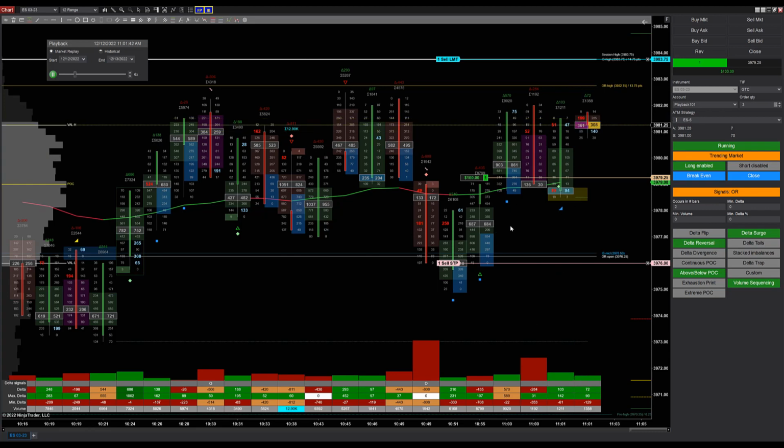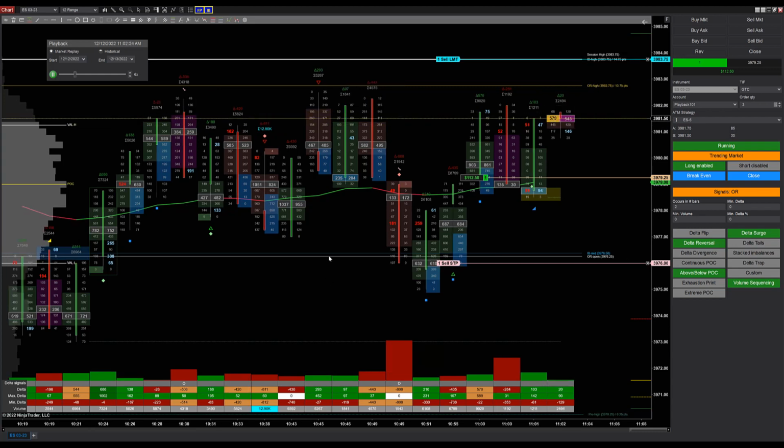We've got some aggression here. Delta staying positive here. Still going after that big push to try and get to the initial balance. Let's see if we can get there.